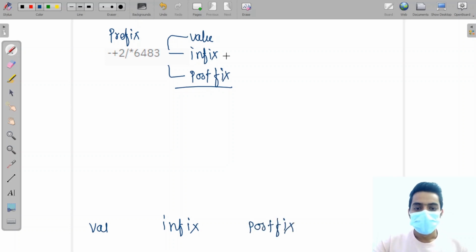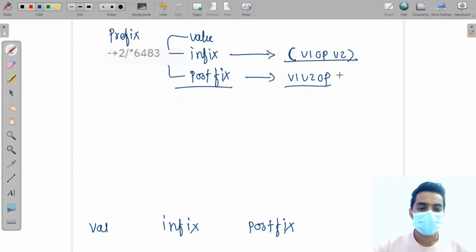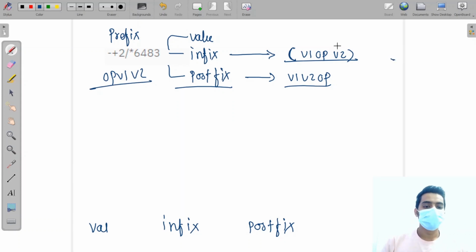So the infix expression will look like this: opening bracket, value 1, operator, value 2. And the postfix will be value 1, value 2, operator. So we need to convert this expression, which is operator value 1 value 2, into these two forms, and calculate its value also.